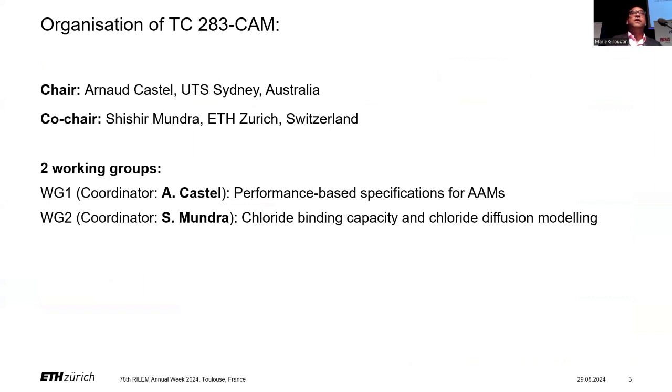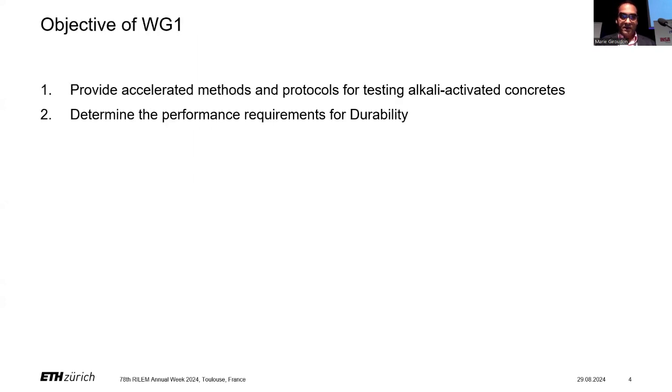And the work was essentially divided into two working groups, with Anu Castel as the working group leader for looking at performance-based specifications for alkali-activated materials, whereas myself looking at chloride binding capacity of alkali-activated materials, but also looking at synthetic phases that could potentially feed into any modeling work that comes out of this. So the objective of working group 1 was essentially to provide accelerated methods and protocols that could be used for testing concretes made out of alkali-activated materials, and somehow come up with a performance requirement that would allow for its durable performance.